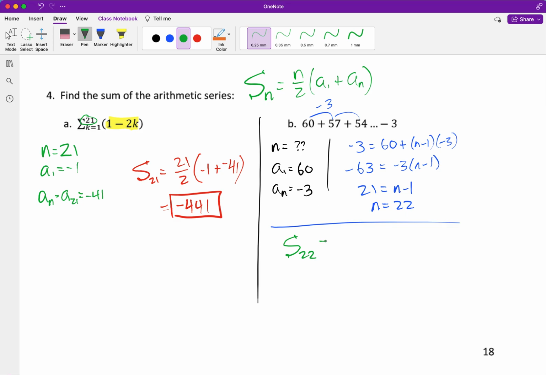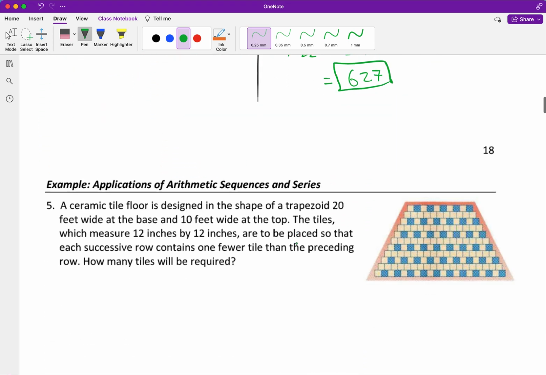So I'm going to do S22. That's going to equal 22 over 2. I'm straight up just using the formula that's up there. First term is 60. Last term is -3. Okay, so I just do this in the calculator. That's going to give me 627. So the sum of this little pattern here, 60 plus 57 plus 54 plus ... minus 3, is going to be 627. And there you go. So that was our nice review of everything we've done so far.